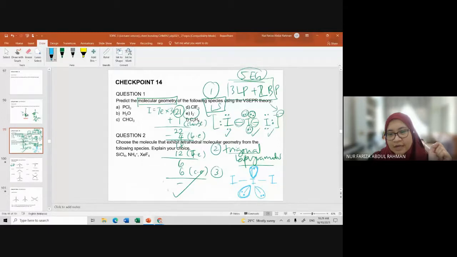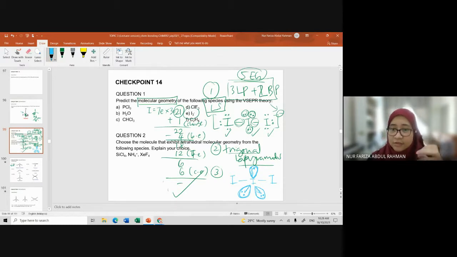Padam lagi cantik lah, okay. Sebab dia tiba-tiba ada benda ni kan. Buat bulat. Don't have this. Tak ada bond tu dah eliminate. Okay, make it closer. Adjust balik. Alright. Okay, so this is the electron geometry now.